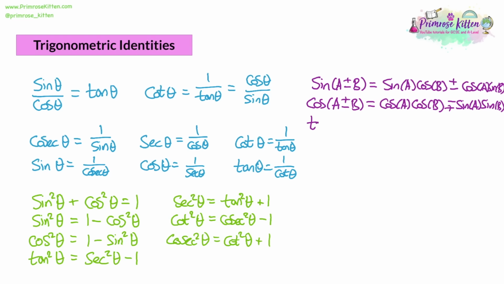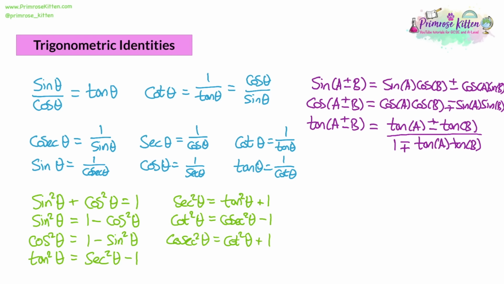Then there's a version for tan. So you have tan angle A plus angle B. That's going to be equal to the tan of A plus the tan of B, and then it's all going to be divided by 1, take away, so the opposite sign, the tan of A multiplied by the tan B. If you take away the angles instead, it'll be a take away for the numerator, but it'll be an add for the denominator. Then we've got the double angle formulas.